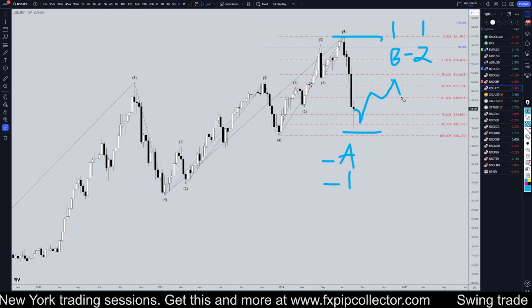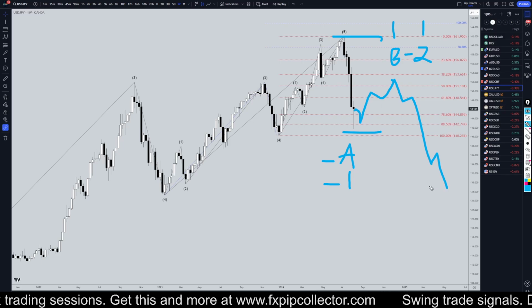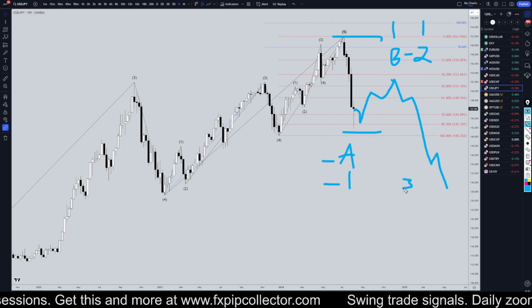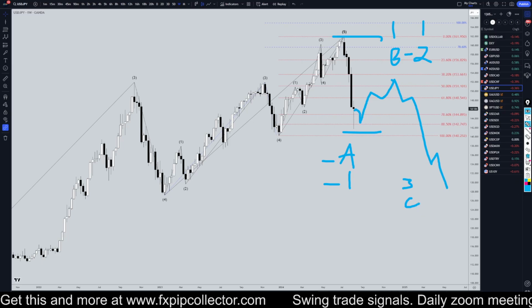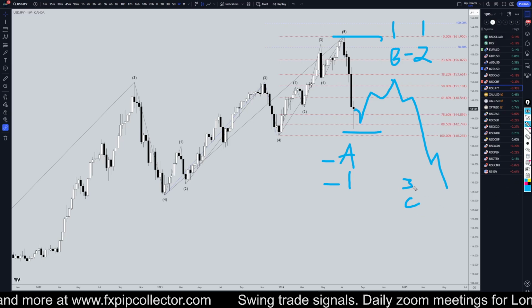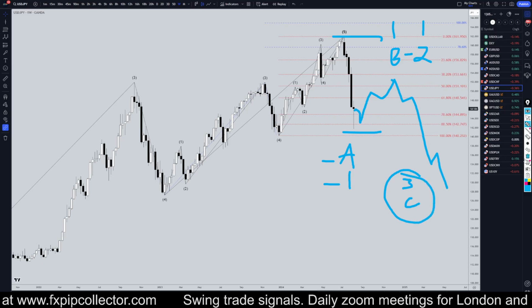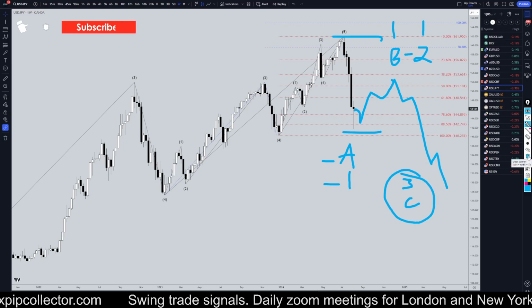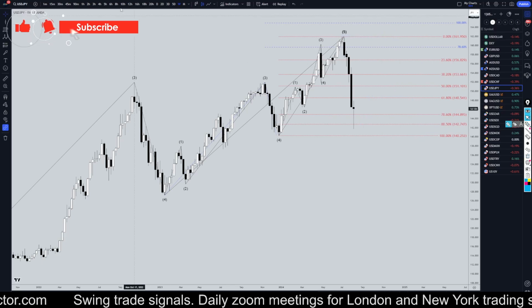It's only going to be important to know the difference when it finally starts this third wave down, to determine whether it's a wave 3 or whether it's a wave C, which we definitely can figure out if you know a lot about Elliott wave and Fibonacci levels and Fibonacci projections.